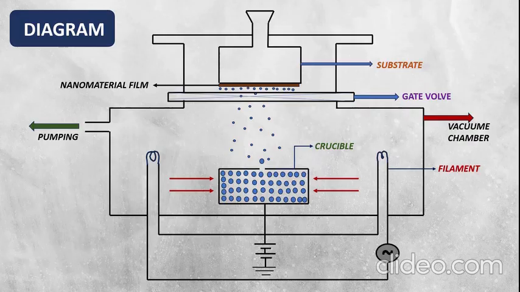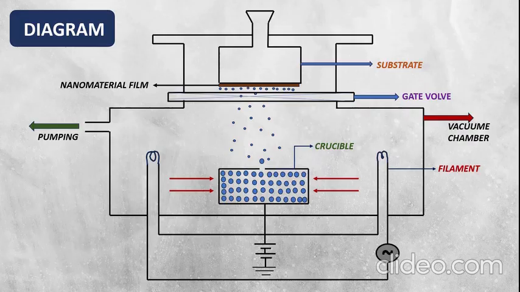Now we will see how it will be working. As we have already discussed, it consists of two filaments. Here one is on the left side and another one is on the right side. Whenever some amount of energy is passed through the source and through these two filaments, it releases some electrons into the crucible.